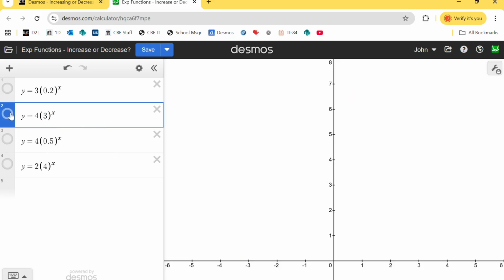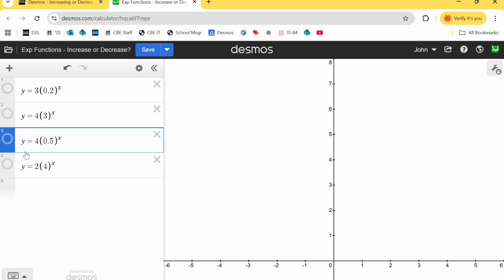Next one. The a value is positive, but I have 0.5. The base is greater than 0 but less than 1, so this is a decreasing function. If x is 0, the y-intercept is 4, so it's going to go through 4 and be decreasing. Let's see. There it is.